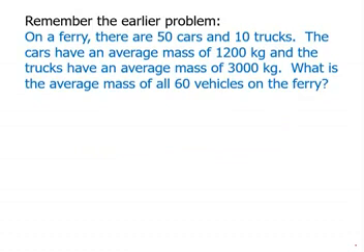So here's a problem. We had this in the first video. On a ferry, there are 50 cars and 10 trucks. The cars have an average mass of 1,200 kilograms. The trucks have an average mass of 3,000 kilograms. What is the average mass of all of them? So the weighted average of all 60 things altogether.